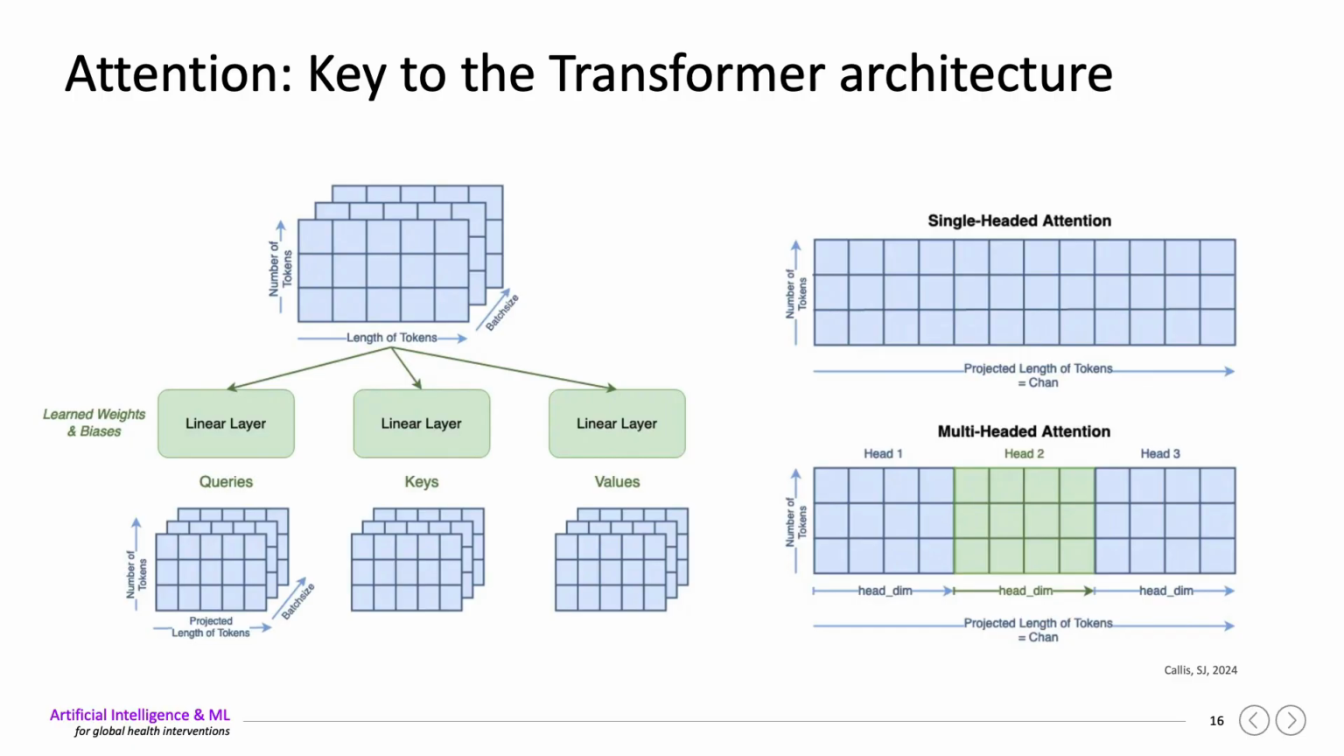On the right, the difference between single-headed and multi-headed attention is made explicit. In single-headed attention, the full projected length of tokens, labeled chan, is used as one block. In multi-headed attention, that same projected width is split into several heads. Here, head 1, head 2, and head 3, each of width head_dim, and each head performs attention independently before the results are concatenated. So multi-head attention is essentially slicing the projection into parallel subspaces so the model can attend to several kinds of relationships at once.